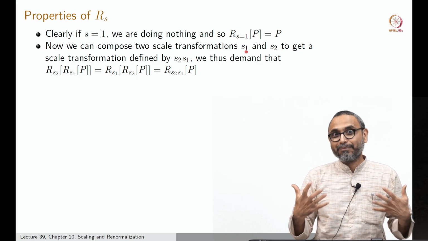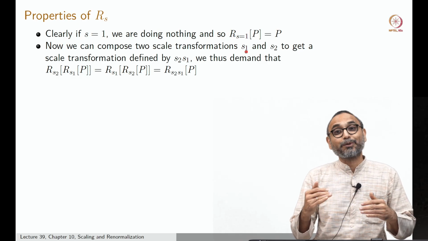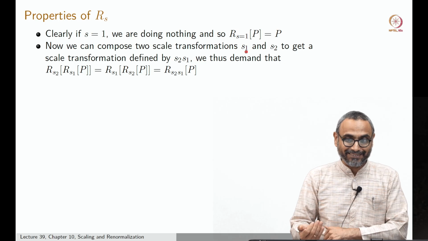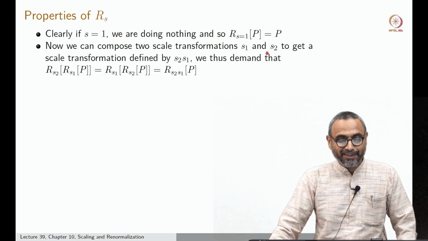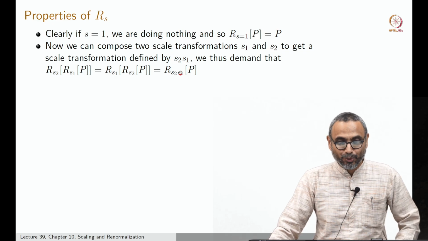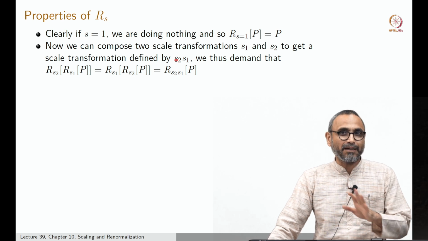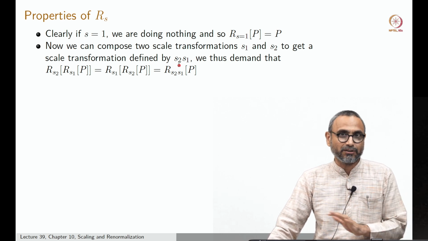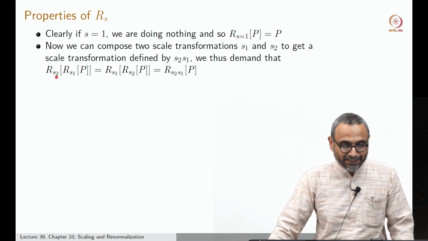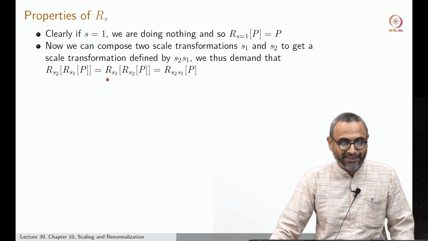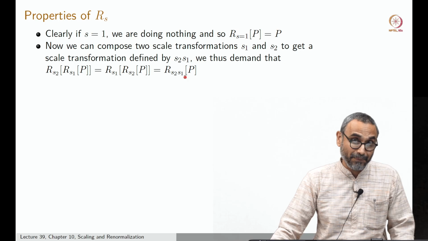And I have to demand, this is quite reasonable, that this composition should produce for me the S equal to 10 transformation. That is, if I had two scale transformations S1 and S2, if I compose them, I should get the transformation defined by S2 S1. S2 S1 is of course a number, so it doesn't matter whether it's called S1 S2 or S2 S1. And we just demand this property that R_S2 of R_S1 P is equal to R_S1 R_S2 P is equal to R_(S2 S1) P.